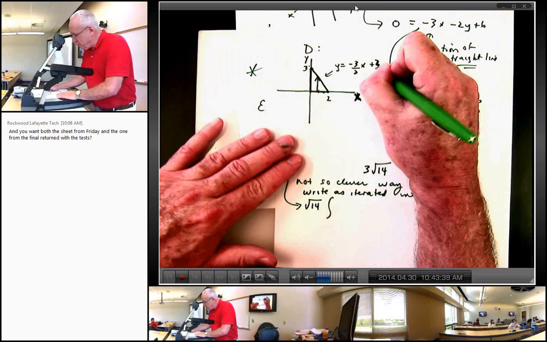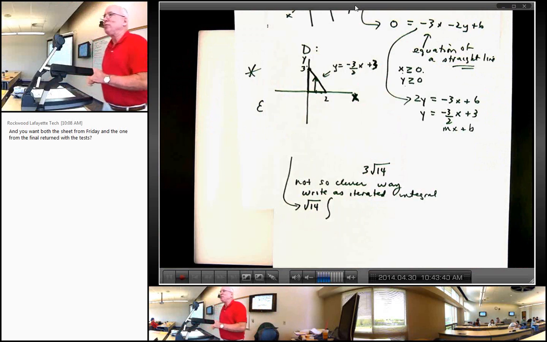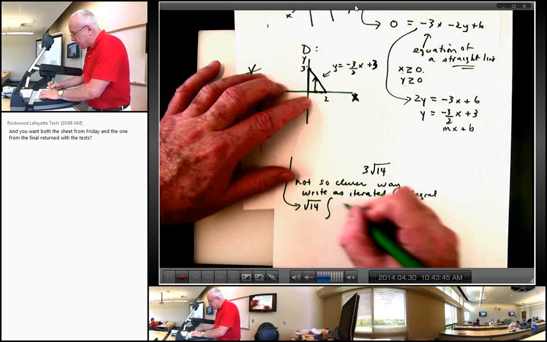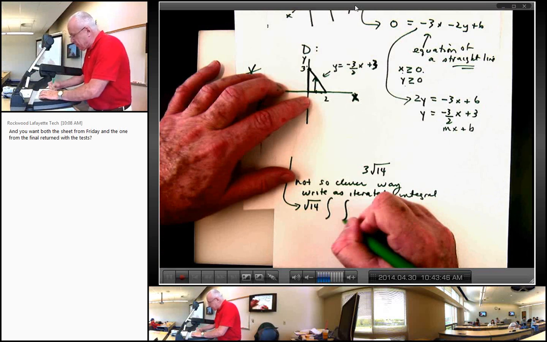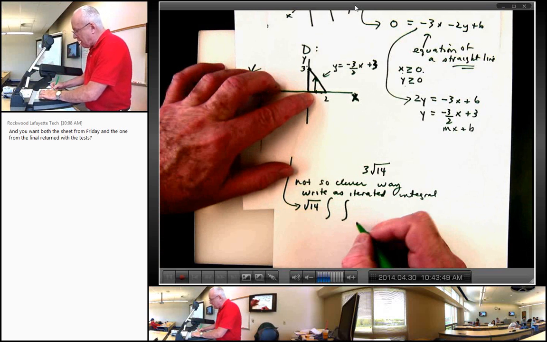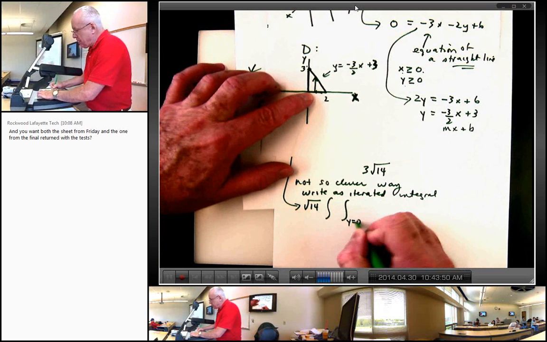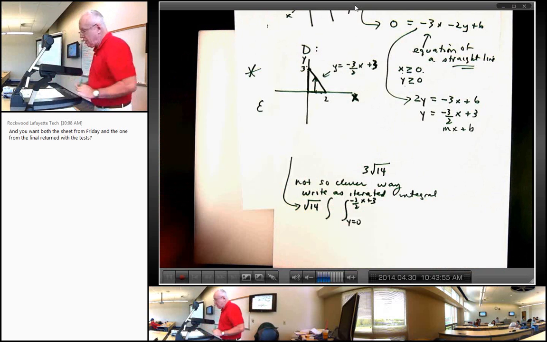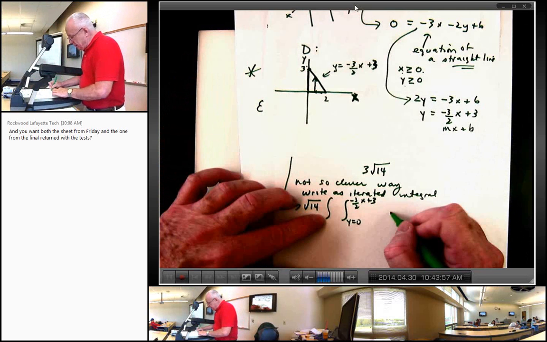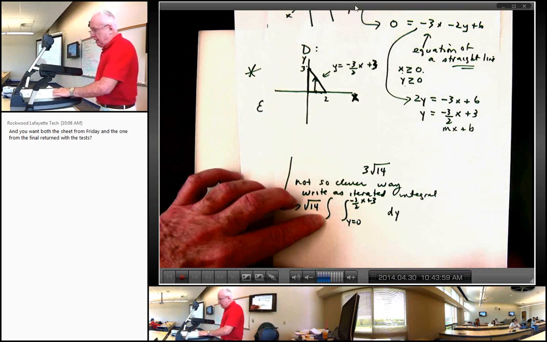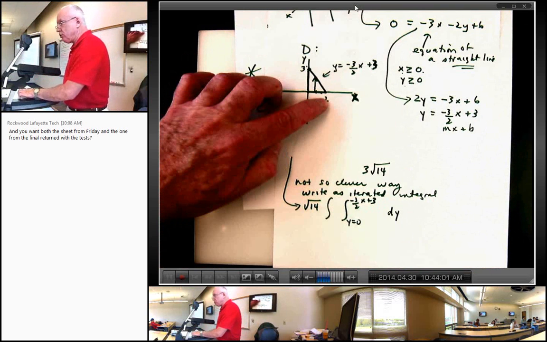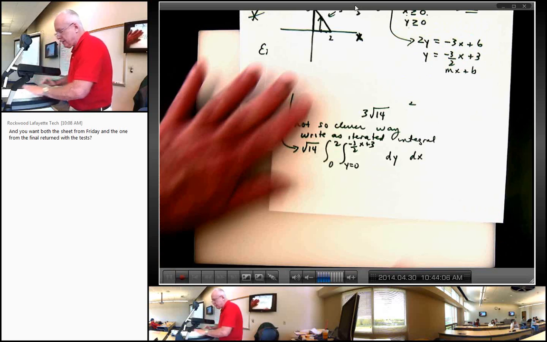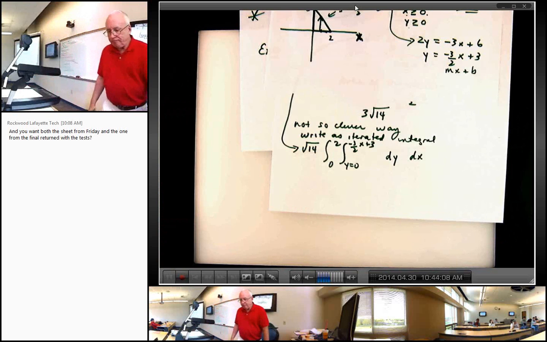Okay, let's do my inside one. Then the bottom y is 0. My top y is minus 3/2 x plus 3. And that's dy, and then my x goes from 0 to 2. Okay, like that.